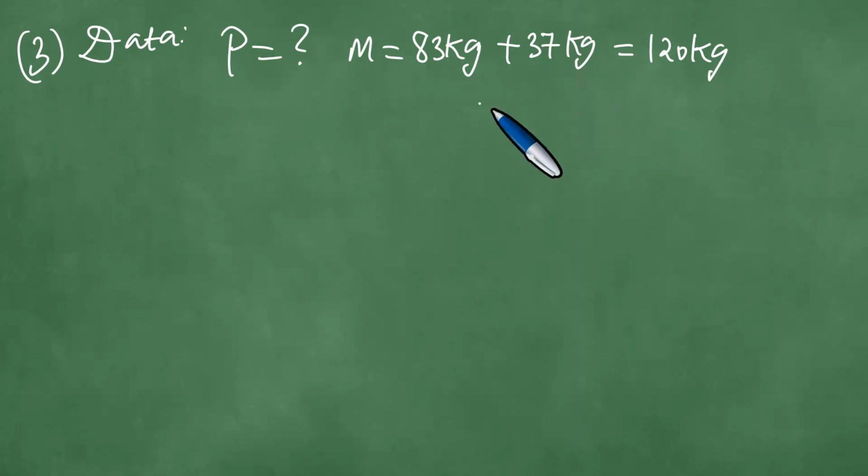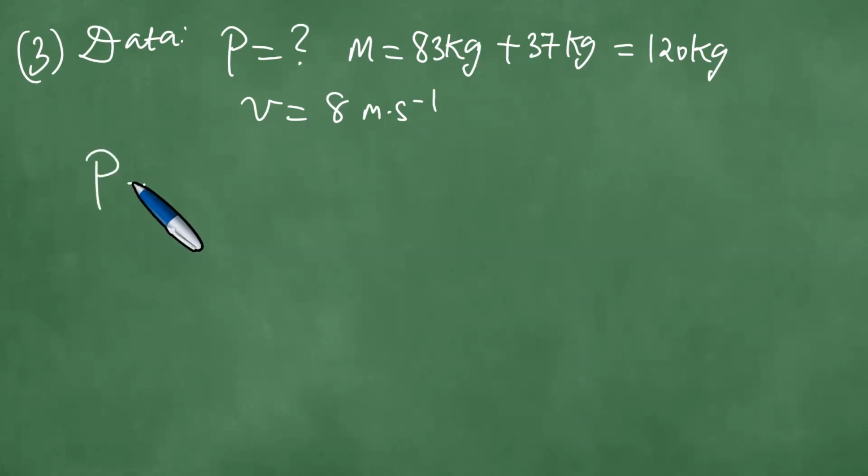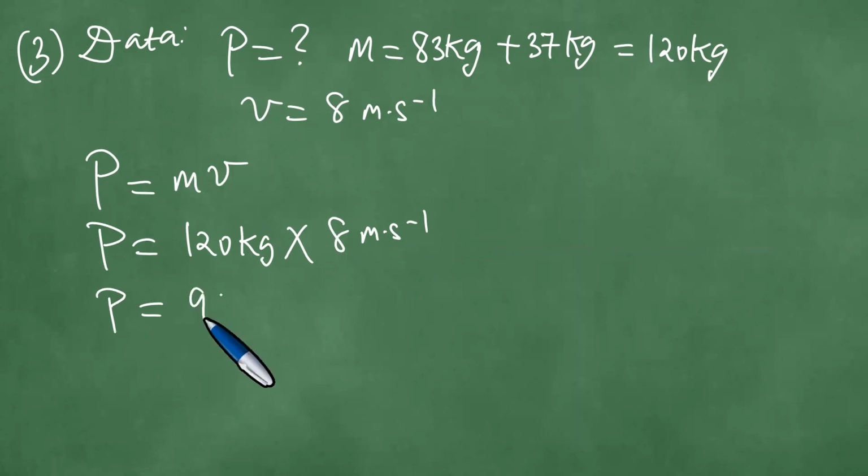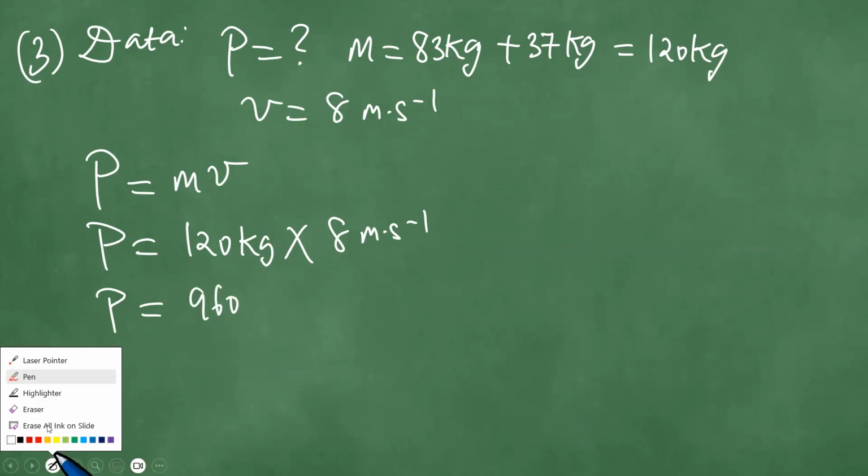Now we want to know the mass of everything, the rider and the bicycle together. What is the velocity? We know the rider and this bicycle are moving at 8 meters per second relative to the ground. This is relativity: we always say your velocity is this relative to something. So momentum is mass times velocity. The mass is 120 kilograms, the velocity is 8 meters per second, and 8 by 120 is 960 kilograms.